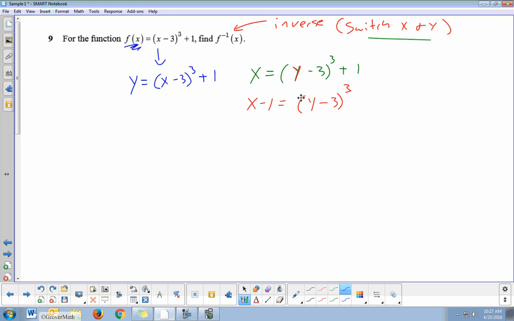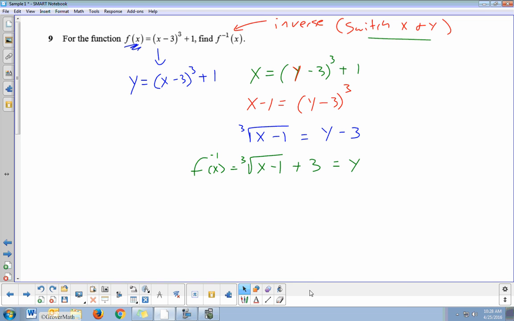And then I need to work with this parentheses, but before I get in there, I have to deal with the outside. This exponent is a 3. It's being cubed. So the inverse operation of cubed is cube root. So I have to do the cube root of x minus 1 to undo that to y minus 3. And then lastly, now I can move that plus 3 over, but that is not going to be in the cube root piece. So the cube root of (x minus 1), and then outside of that will be a plus 3 equals y. Or now I can set it equal to the f inverse of x notation now that y is alone, either way. And so that's the answer here.